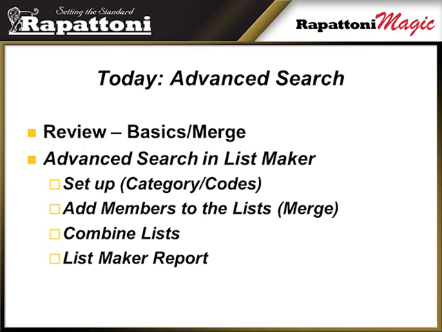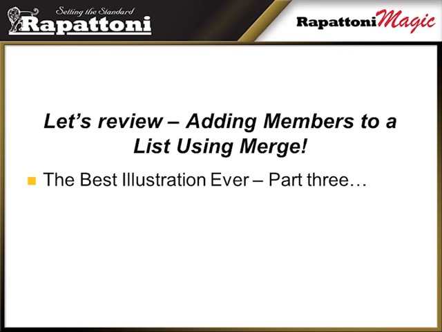Today we're going to cover the review of the basic setup of ListMaker, as well as how to import a large number of members on a list using the merge. And then we're going to get to the main topic, which is the advanced search feature in ListMaker. And we're going to do the setup. Then we're going to add members to the list using the merge. Then we're going to combine those lists and be able to take a look at that output, like using ListMaker report.